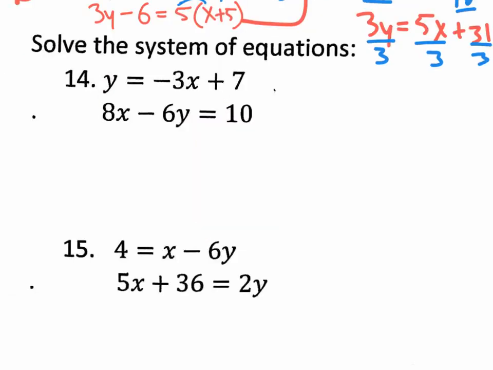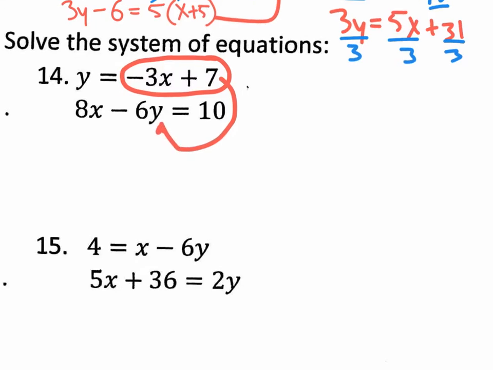Number 14, solving the systems of equations. You could solve by graphing if you wanted to. It's not the best method. I don't recommend it. You could use substitution, or you could rearrange things to use the elimination method, the linear combinations method. In this case, because I have y by itself, I want to choose to use substitution. I want to take the -3x plus 7 and plug it into the other equation in place of y. So I want to take this guy and put it right here in place of y.